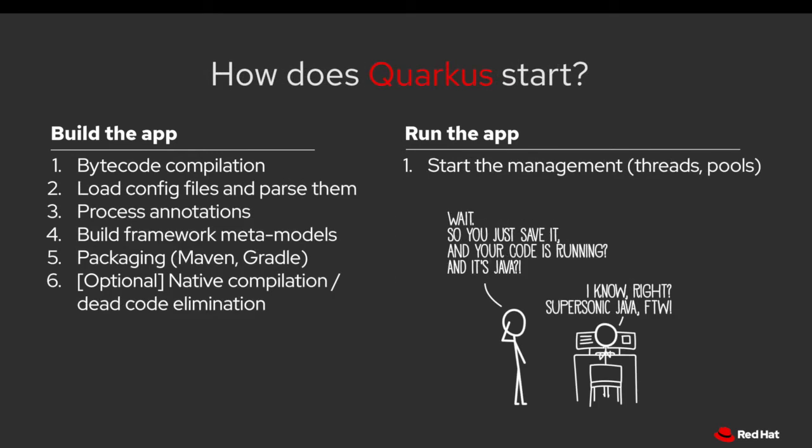So how does Quarkus change that? Quarkus makes a thin jar rather than a fat jar, and also you can have a native compilation feature with Quarkus, which means that all the necessary tasks you can do at boot time rather than runtime. So take a look at the right side, the runtime. You just need to start your application, actually. So it's just like a cartoon: wait, you just save it and your code is running and it's still Java? Yeah, that's cool. It's a supersonic Java. And that is Quarkus.